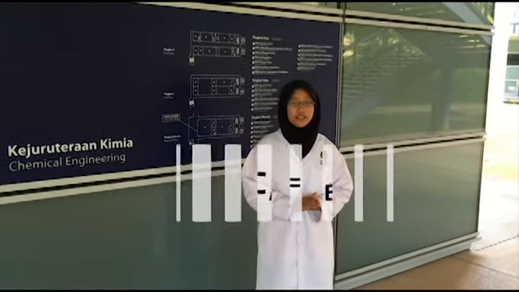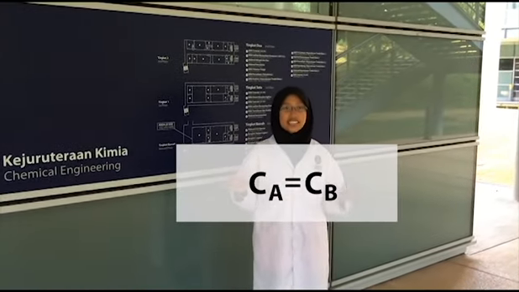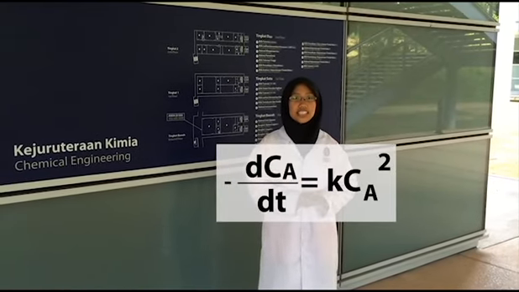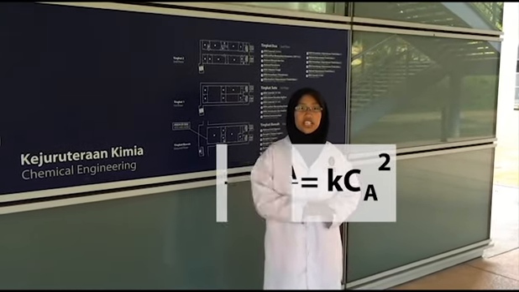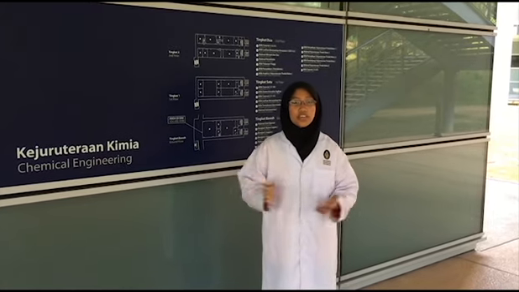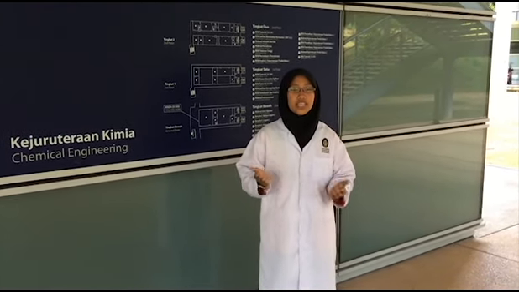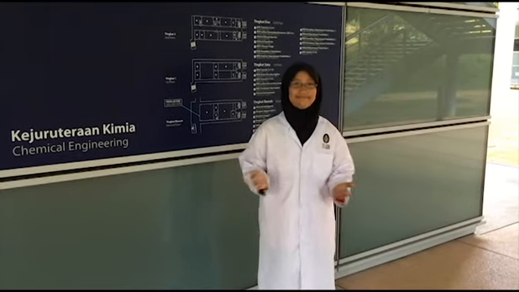Since in this experiment, the initial concentrations of NaOH and ethyl acetate are the same, which is 0.1 mole, the rate of reaction can be simplified as negative dCA/dt equal to k CA squared, which represents the second order of reaction. Therefore, the result obeys the theory that the saponification process is a second order reaction.